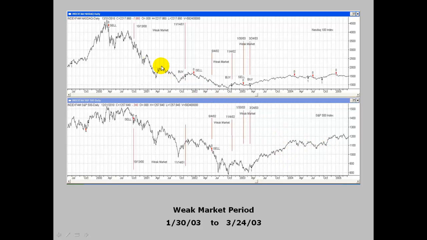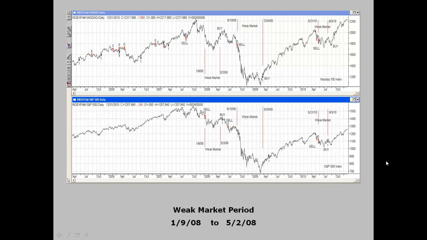And note that the signals from this model correctly identified the beginning of these weak market periods, and equally importantly, correctly identified the time at the end of the weak market period when it is appropriate for investors to re-enter the market and benefit from the rally that follows substantial market declines.